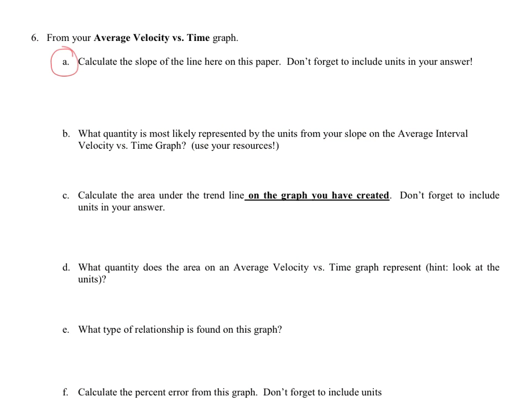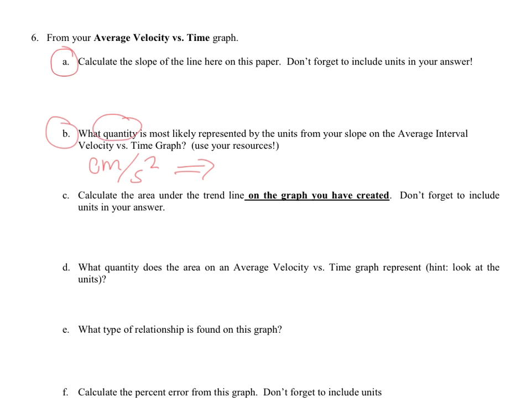All right, so hopefully you found the slope and you're feeling confident with that. Letter B now talks about what quantity is most likely represented by the units from the slope on the velocity versus time graph. Remember, I said centimeters per second squared is the units. So look that up, Google it, whatever. What would this be units for? What quantity? And by quantity, we don't mean specific number. We mean an idea that we might learn about in class. Remember, we haven't learned about this one yet, so use your unit analysis to help you figure it out. Hopefully you figured that out.